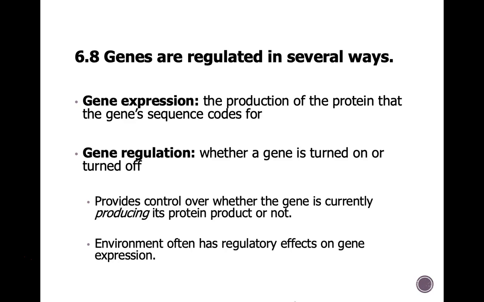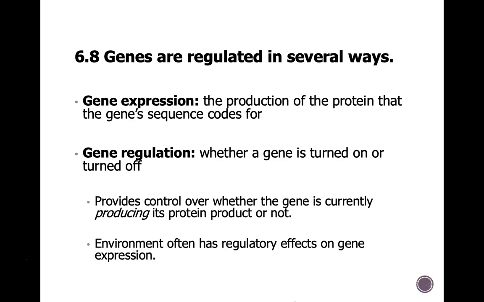So remember we said that gene expression was just the production of a protein that a particular sequence codes for. Not all cells are going to need the same proteins at the same time, and not all cells are going to need the same protein all the time. So this is how we get different types of cells within our bodies. It's how we account for changes in our bodies at different times in growth and development.